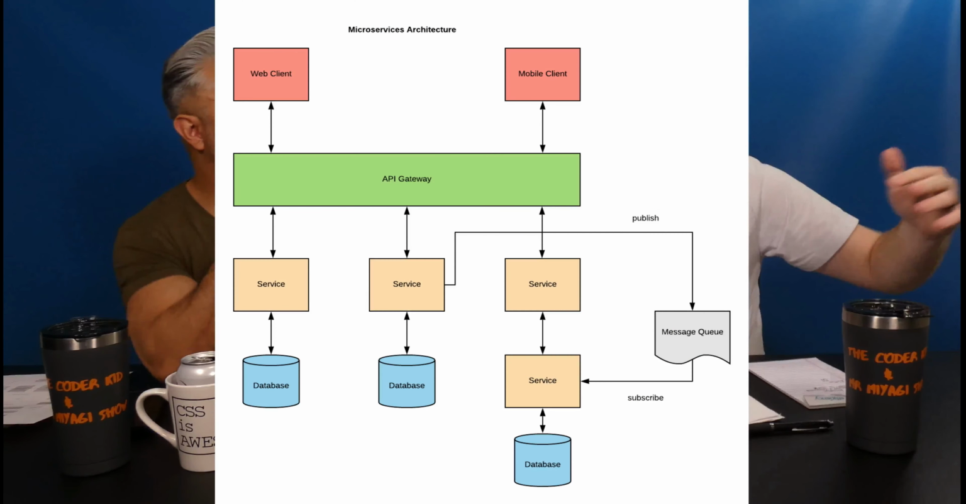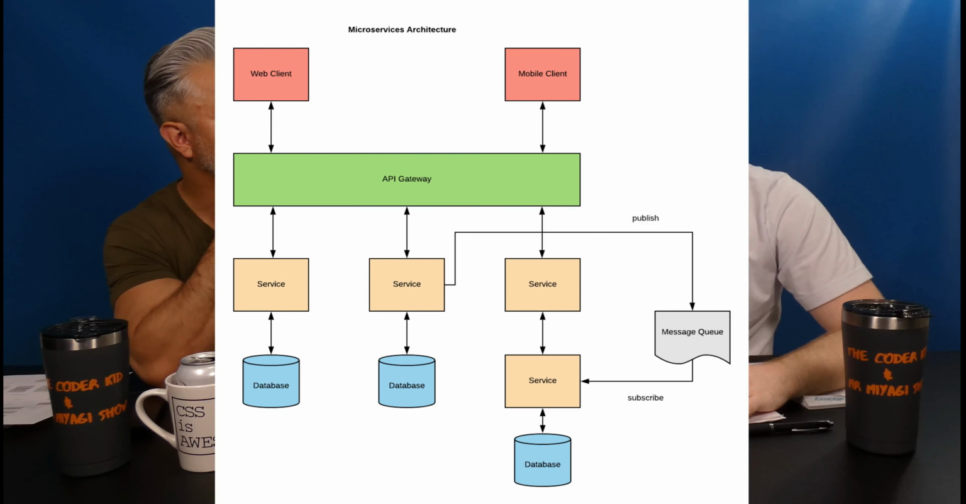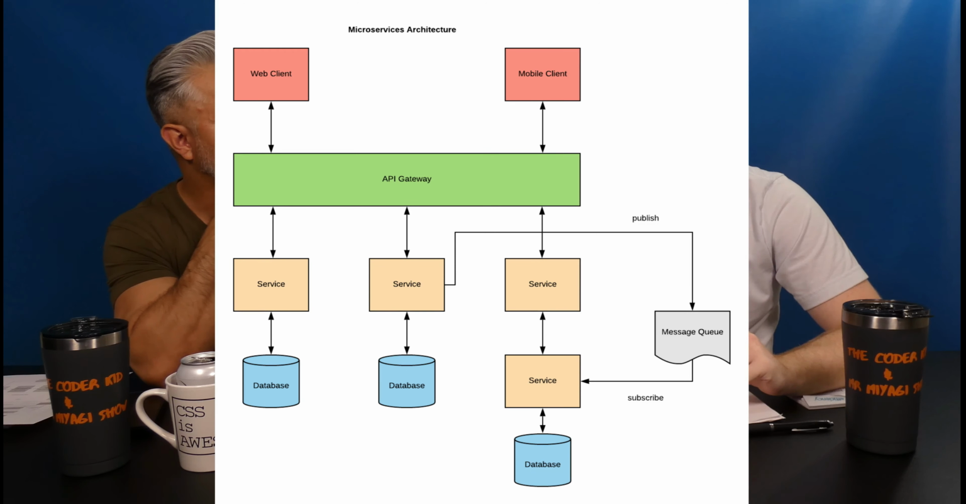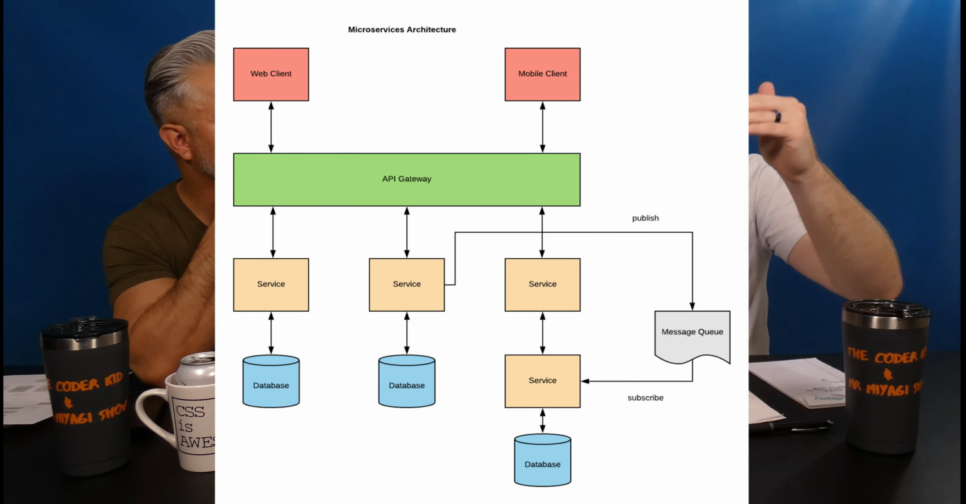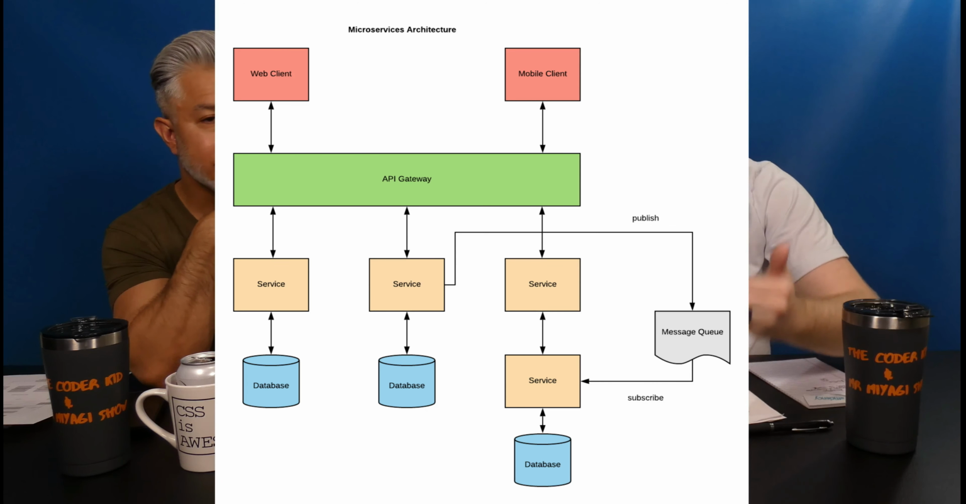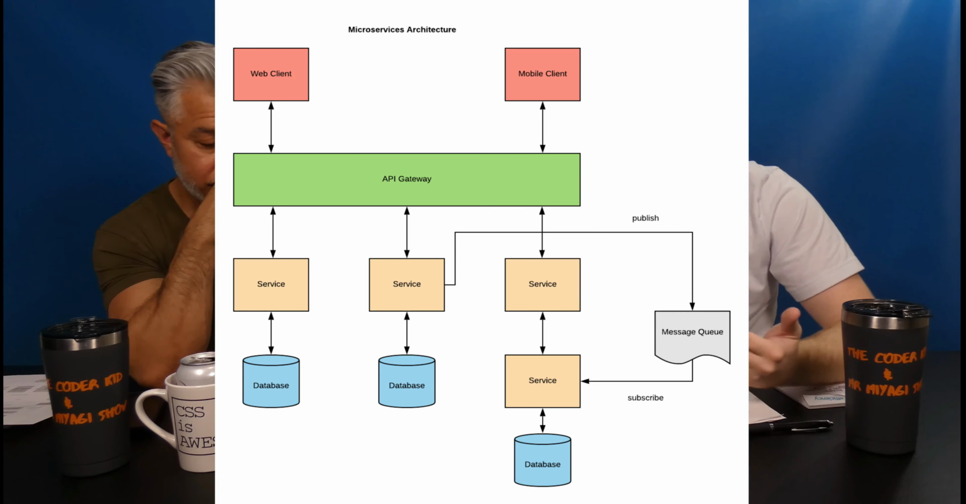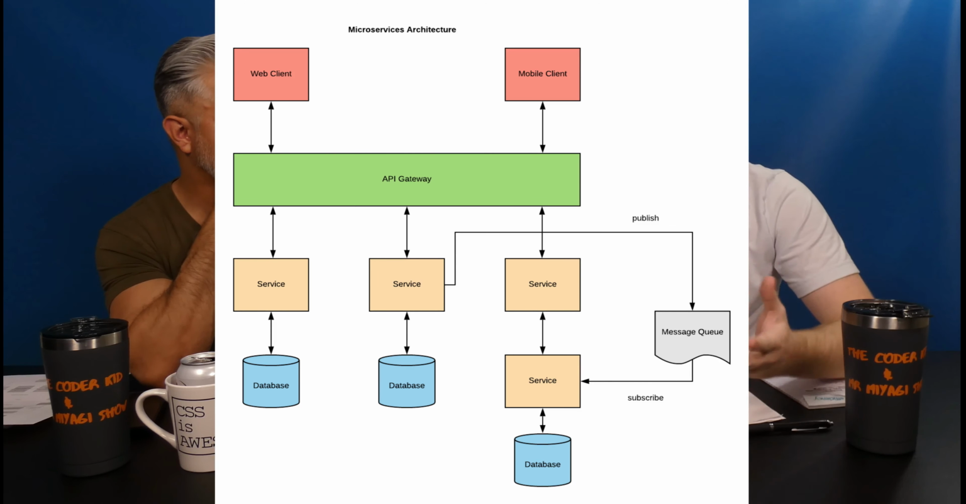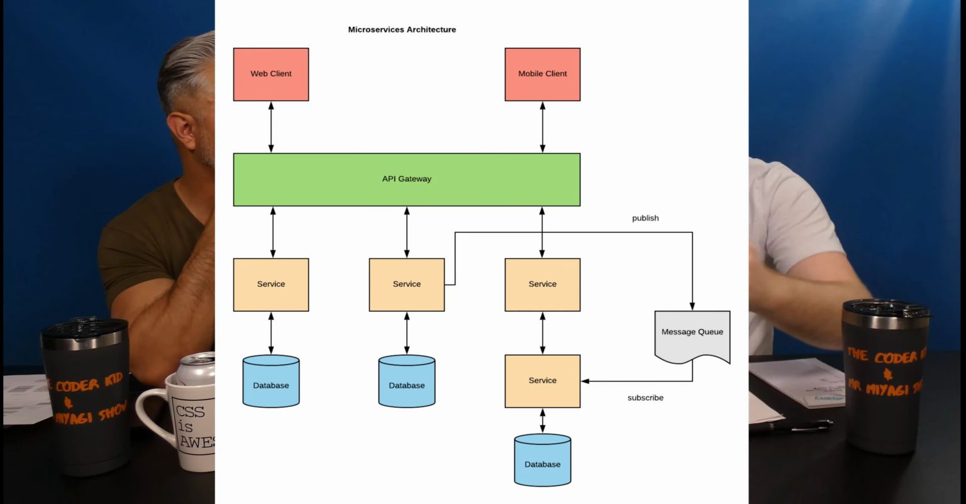So with microservices, you have these clients, which will be like your UIs. Say you have a web system and you have a mobile system or a mobile app. Right. And both of those UIs will point to an API gateway. And from that gateway, it'll decide which service it needs to call based on your request.